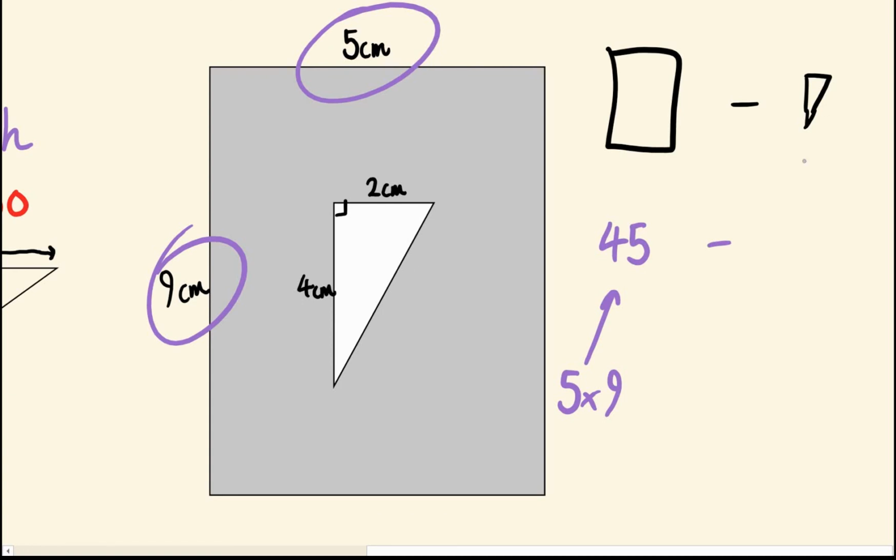We then want to take away the triangle. We know the triangle is a half base times height. And we can see my base and my height are 2 and 4. Again, they're the two lengths either side of the right angle. So it's a half times base times height. If I do 2 times 4, that gives me 8. So that means the area of this triangle is going to be half of 8. So again, times the numbers together and then halve your answer. Half of 8 is 4.